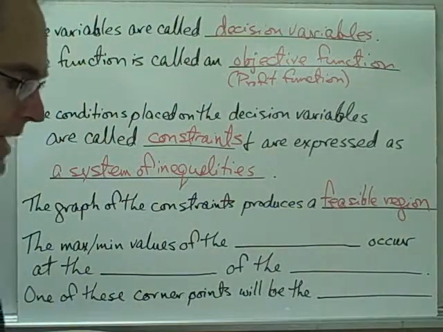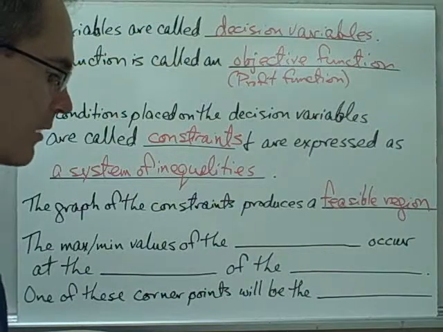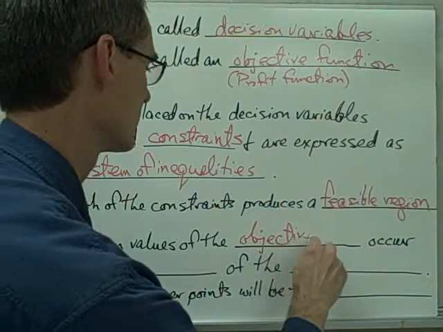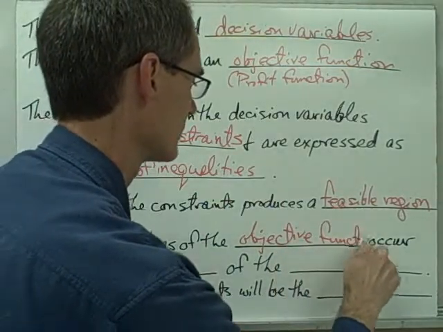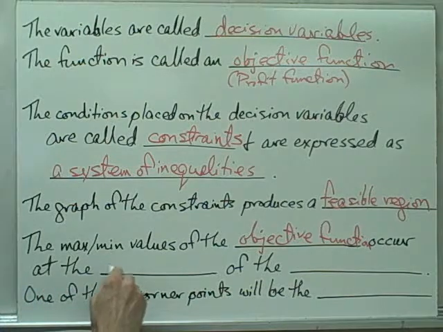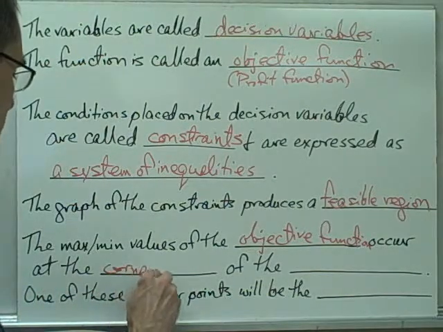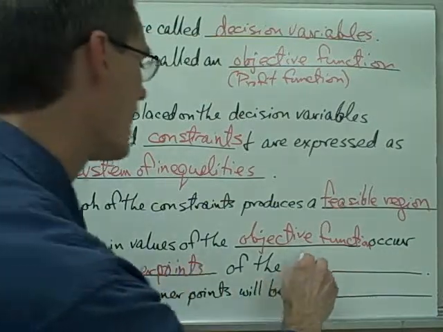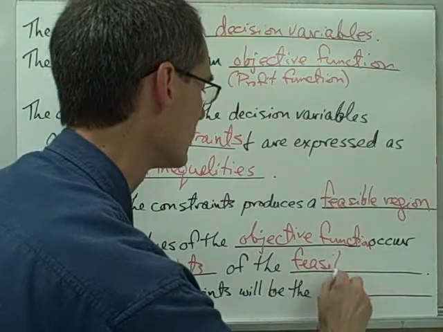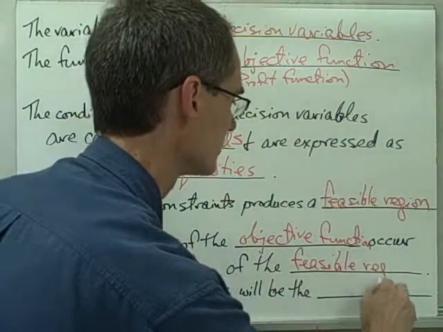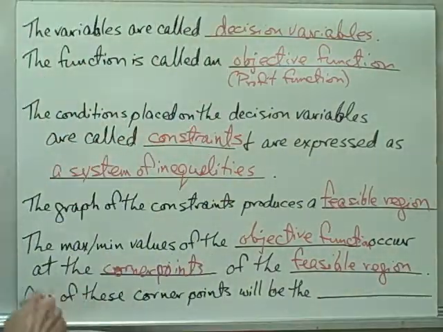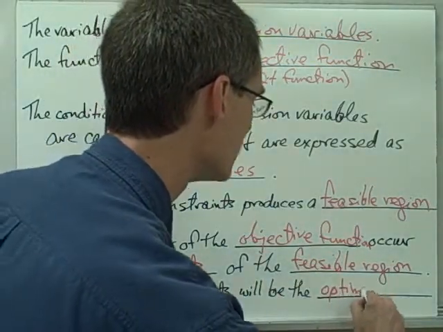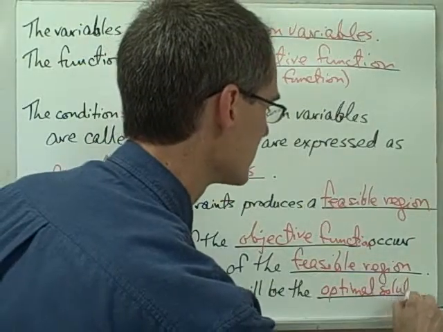And the maximum and minimum values of the objective function occur at the corner points of the feasible region. And one of these corner points is going to provide what we call the optimal solution.